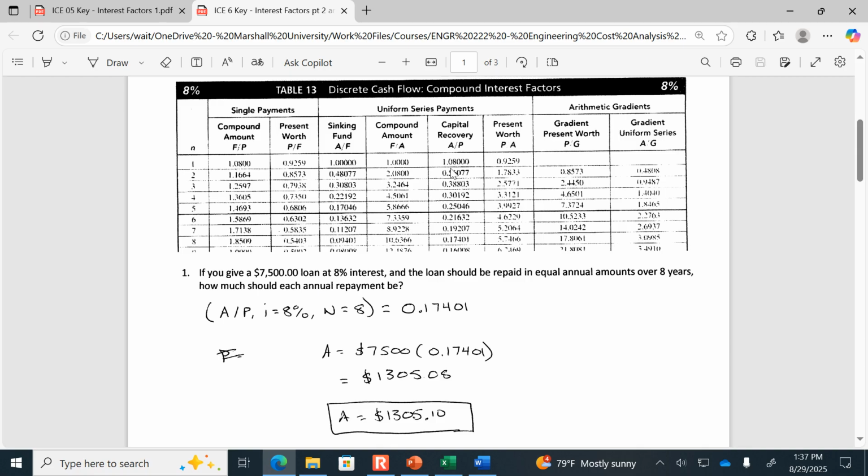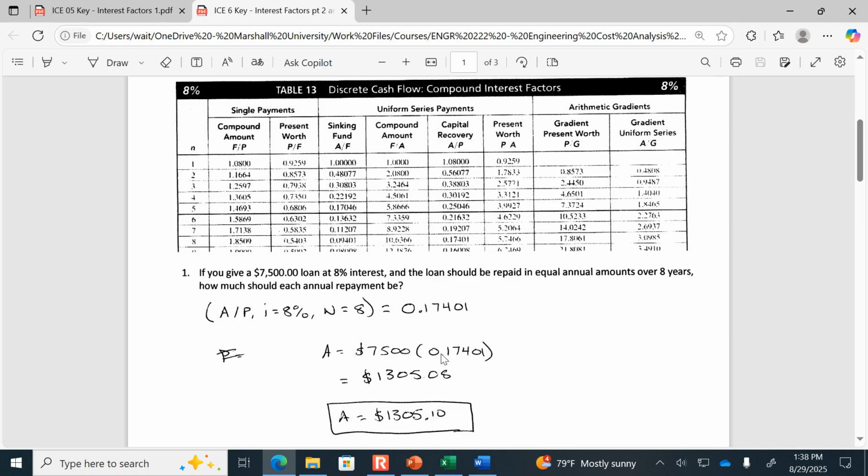Going up to the table, find the A/P, that's called the capital recovery column, and then go down to the row that's associated with N equals 8. And by the way, this is the 8% table. So 0.17401 multiplied by 7,500. And when I did the calculations, I got $1,305.08.